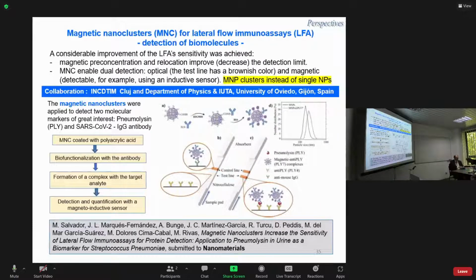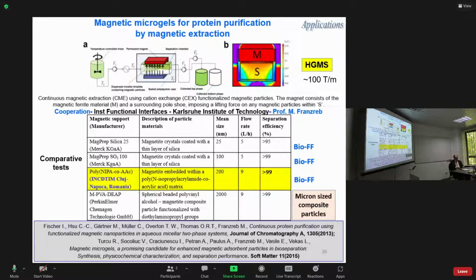Here the clusters are used for other biomolecules. It's a similar procedure. Here is a bioseparation method which was already done on micropilot scale in Germany at KIT, Karlsruhe Institute of Technology, by our colleagues. And look here at the comparison between the particles, the clusters, prepared in Cluj, compared to various commercial samples. So the comparison is relevant, it is a very good material which we produced in this cooperation.